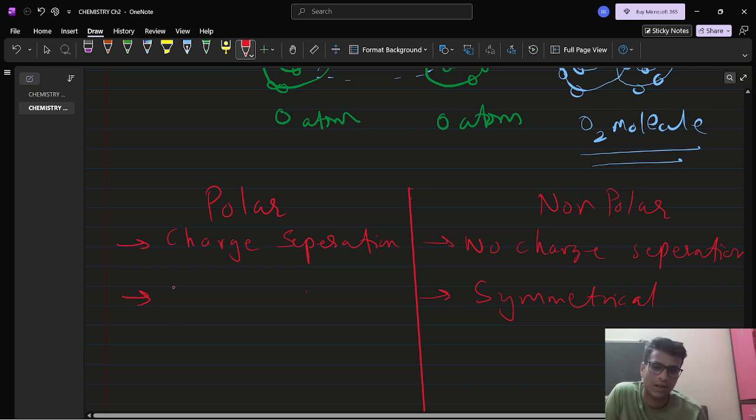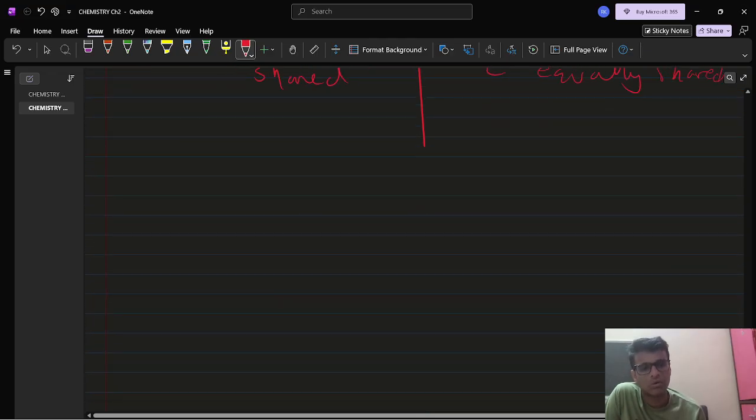In polar, the electrons are unequally shared. In non-polar, symmetrical and electrons equally shared. Difference textbook से करो, but the main thing is the concept. What do you mean by polar and non-polar?